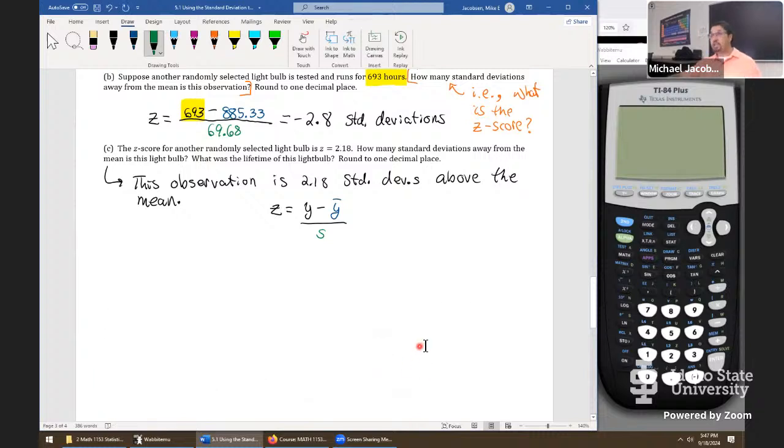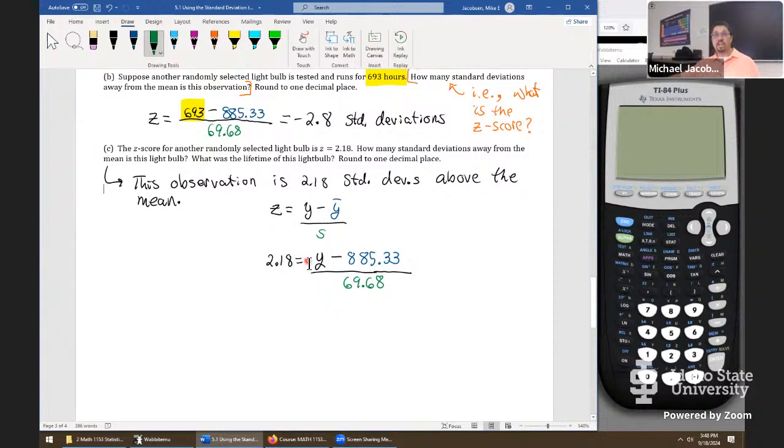Now we plug in the information that we know. So Z is 2.18 on the left. Just like before, calculating the interquartile range or the z-score above, it's just a whole bunch of substitutions. We're just plugging in that quantity for Z. On the right-hand side, we don't know the value of Y. That's our one unknown, so we'll just plug that in, minus our Y bar, which is 885.33, and the whole thing is divided by S, which is 69.68.